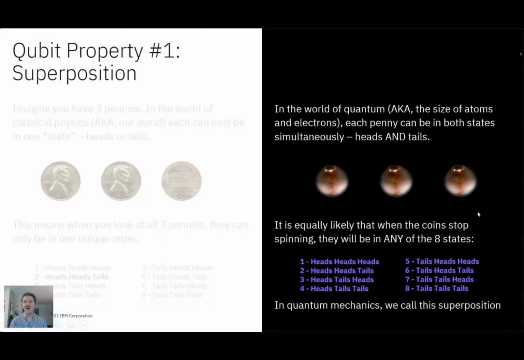Well, in the world of quantum, aka things the size of atoms and electrons, each penny can be in both states simultaneously, heads and tails. Or a more scientifically accurate way to say that is that the pennies are a combination of states, right? A combination of a probability that it might be heads and a probability that it might be tails. It's equally likely that when the coin stops spinning, they will be in any of those 8 states. In quantum mechanics, we call this superposition.